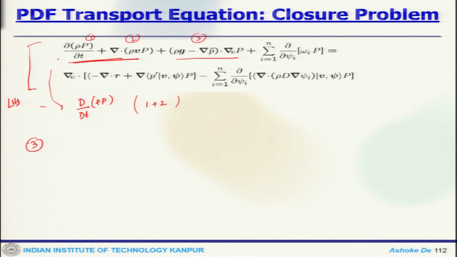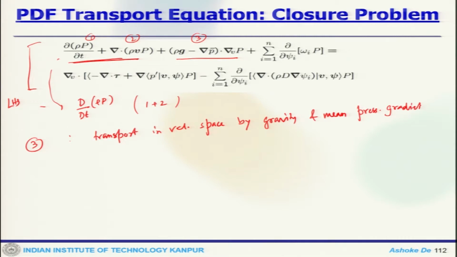Now, the third term in the left hand side represents the transport in velocity space by gravity and mean pressure gradient, and the last term, which is the fourth term on the left hand side, is the chemical source term.